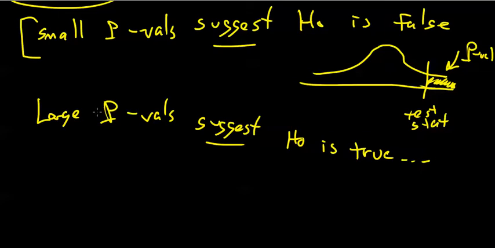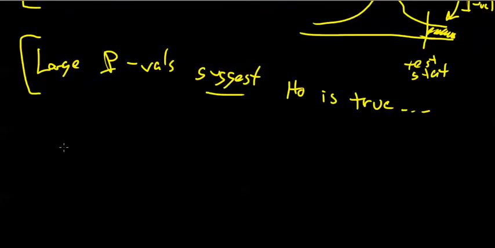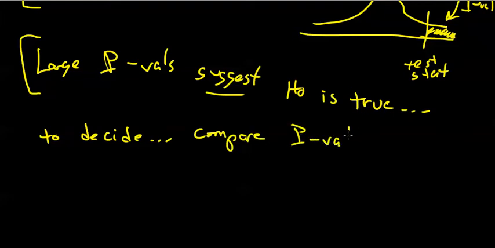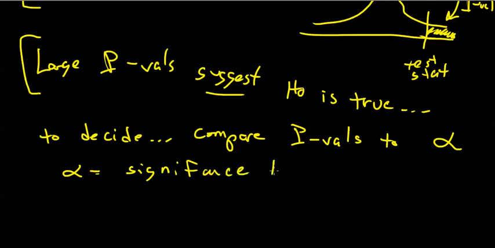Alright, when I say small p-values and large p-values, the next question that should come into your mind is how small or how large. What we're going to do is, once the calculator calculates our p-value, we will then compare the p-value to this alpha. So to decide, we will compare p-values to alpha. Now, alpha, we've talked about a little bit so far, is formerly known as our significance level.